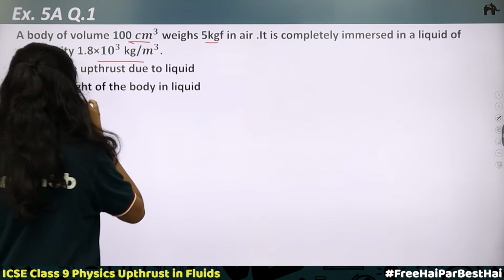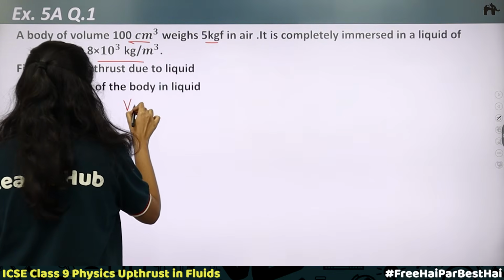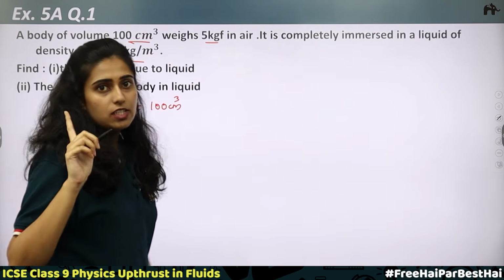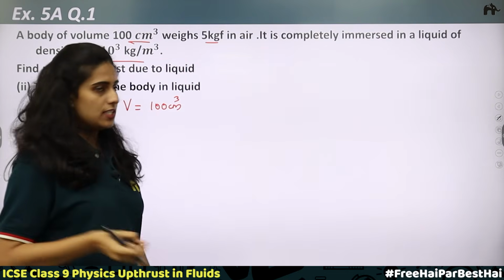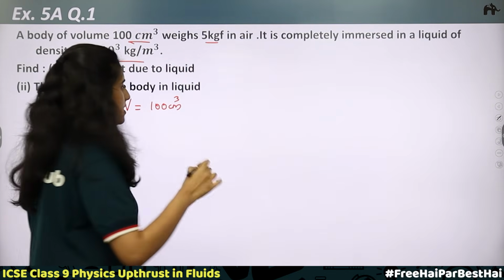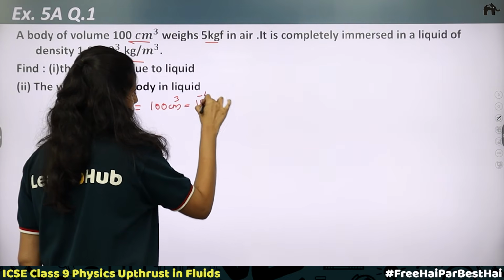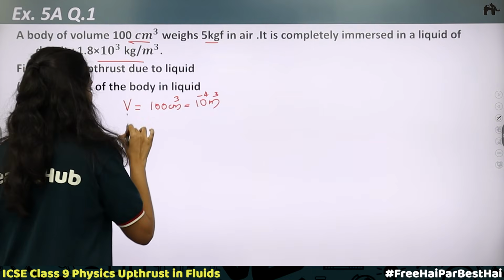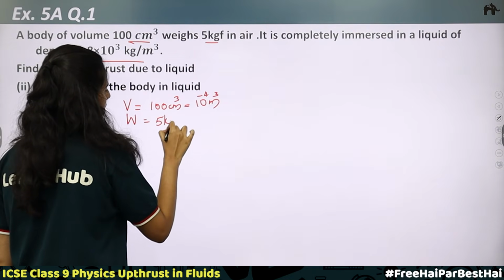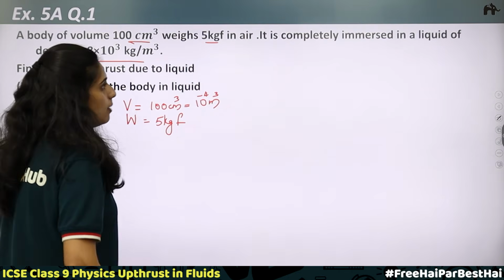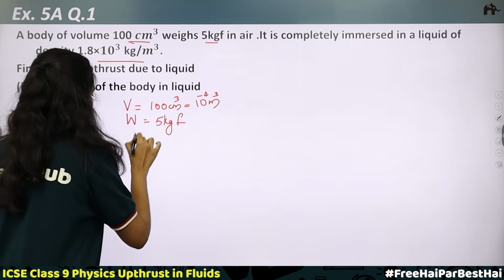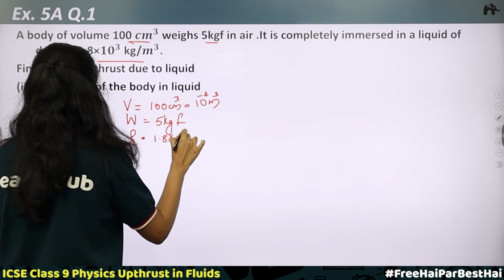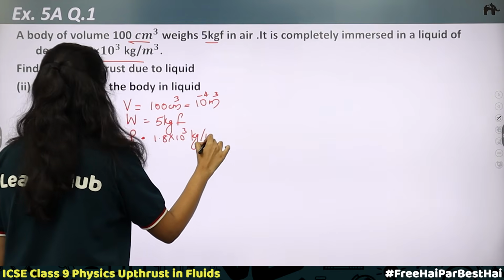So to find upthrust, what is given? We are given the volume of the body equal to 100 cm cube. We know 1 cm cube is equal to 10 raised to minus 6 meter cube. Then 100 cm cube will be equal to 10 raised to minus 4 meter cube. What else is given? Weight is given to be equal to 5 kgf. It is completely immersed in a liquid of density rho L, which is equal to 1.8 into 10 raised to 3 kilogram per meter cube.